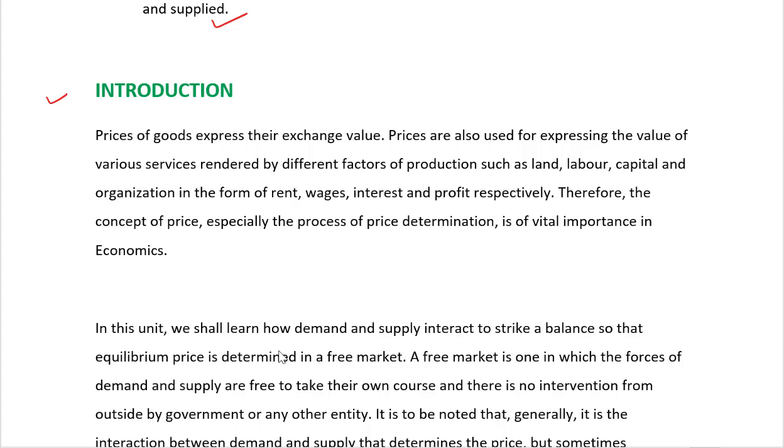Introduction. Prices of goods express their exchange value. Obviously, the exchange value is in terms of money only. Prices are also used for expressing the value of various services rendered by different factors of production, that is land, labor, capital, and entrepreneur and organization, in the form of rent, wages, interest, and profits respectively. Therefore, the concept of price, especially the process of price determination, is of vital significance in economics.